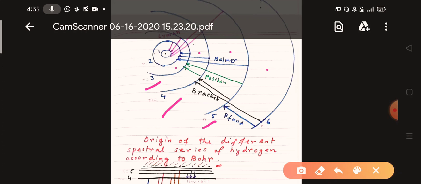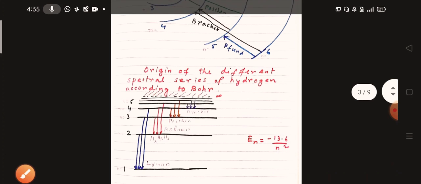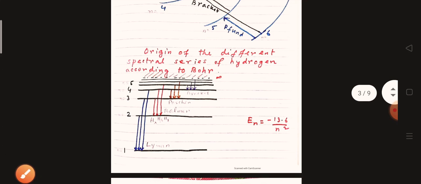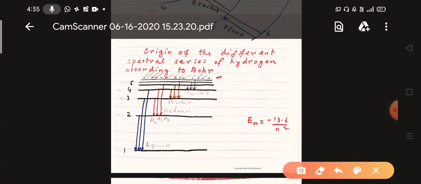Okay. So another important question is, in the interview the teacher usually asks you to draw the energy level diagram of the hydrogen atom. So don't ever make the mistake of drawing the energy level diagram with equally spaced levels, okay?